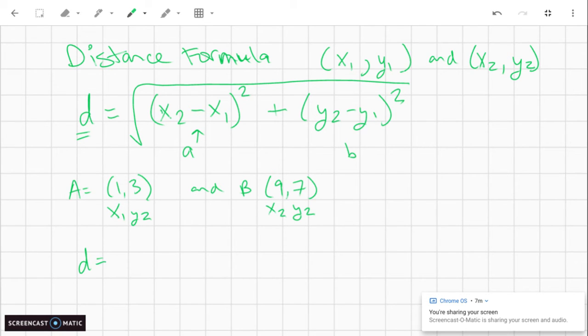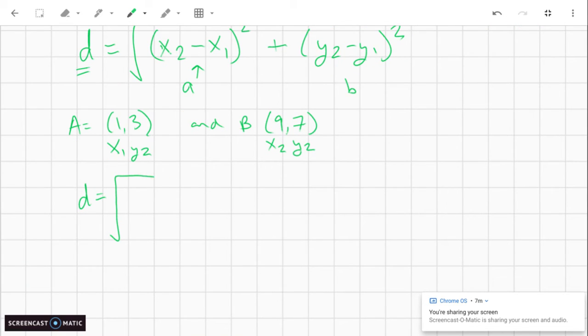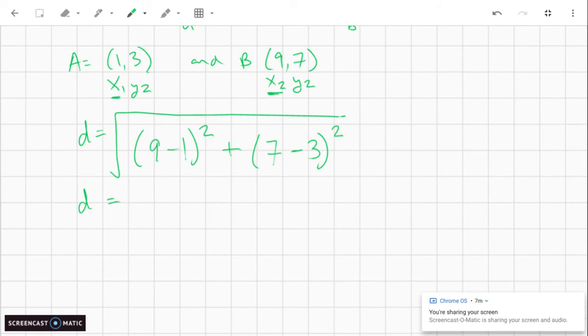And so my distance equals the square root. My x2 minus x1 is, in parentheses, 9 minus 1, and square it, plus my y2, which is 7 minus 3, and square it. And now I'm going to go 9 minus 1 is 8, square root of all of that, squared, plus 7 minus 3 is 4, squared. And if you notice, there's my 8, my 4 again.